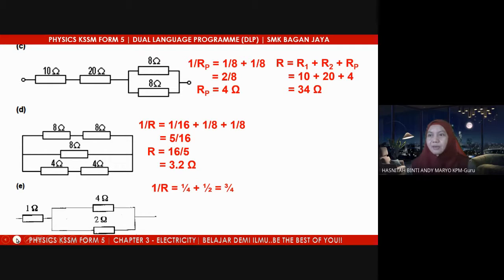Okay, so we check for the answer for E. So we solve this one first. 1 over 4 plus 1 over 2, it gives you 3 over 4, which is 4 over 3, 1.33. So here is 1.33. So 1.33 plus 1 will give you 2.33333 ohm.